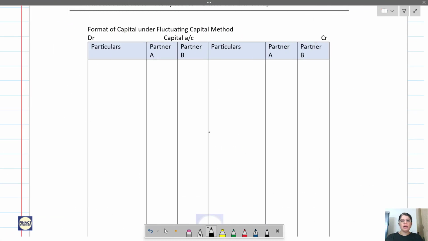Okay, now let us understand what is the format of capital account under fluctuating method. So fluctuating method means what? We have only one capital account and all the entries will come in that particular capital account. So let us just write it. By balance brought down, this is for opening balance. Very rarely you will have a debit side opening balance. So if it is a debit side, then it will come over here. Very rarely.